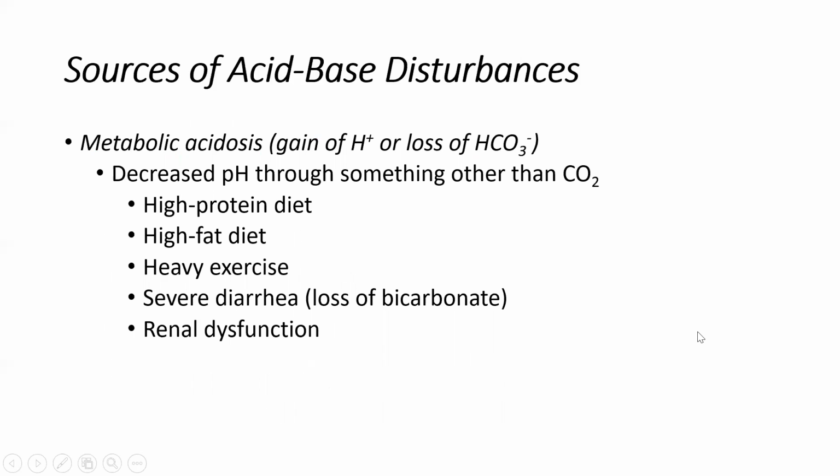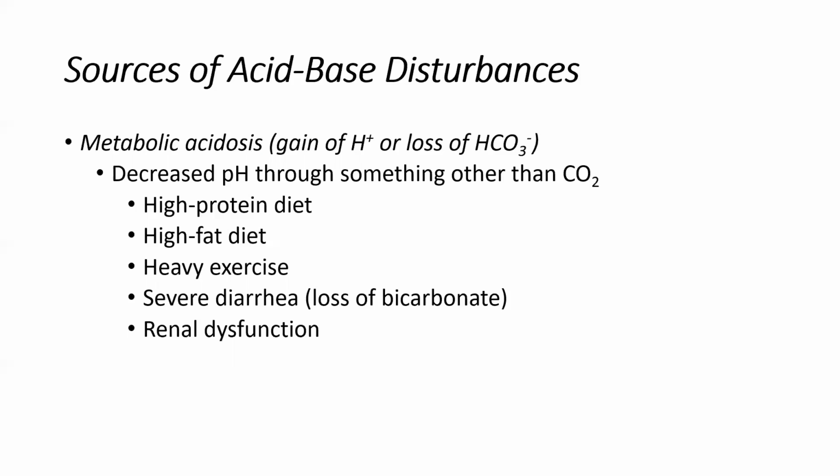Let's talk about some of the other sources of acid-base disturbances. So these are the metabolic disturbances. Now, again, if we see the word metabolic in front of the disturbance, whether it's acidosis or alkalosis, we know that the disturbance is being caused in the kidneys, okay? So this is a gain of hydrogen ions or a loss of bicarbonate ions that is really originating in the kidneys. So a decrease in pH through something other than CO2, something other than the lungs.